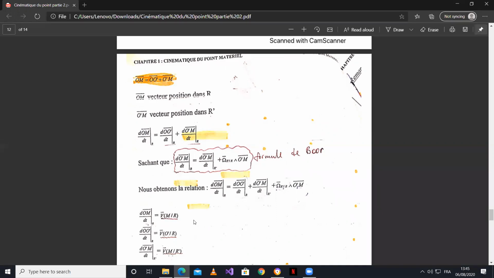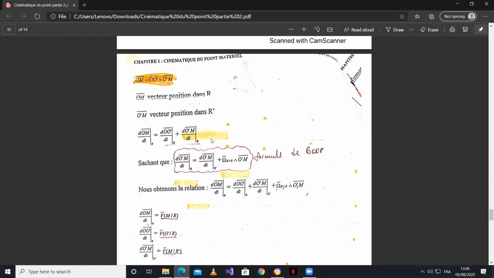It's just going to be how the point O prime is moving in space, its translation. So it's going to be vitesse de O prime dans R still. And then we get this d de O prime M dt. Well, this one was studying it in R prime. That's why here we'll have vitesse du point M dans R prime, because here we are studying it in R prime.